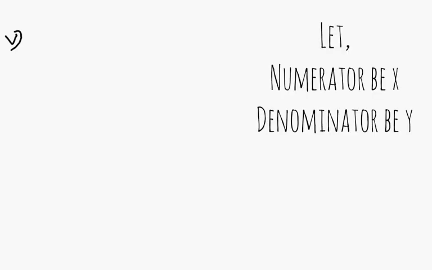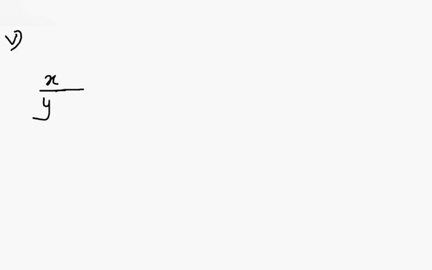Now fifth one, a fraction becomes 9 upon 11 if 2 is added to both the numerator and denominator. If 3 is added to both the numerator and denominator, it becomes 5 upon 6. Find the fraction. Okay, so let us assume that numerator is x and denominator is y. So hence it is a fraction. We will have x upon y. And okay, so they have given, if 2 is added to both the numerator and denominator, so we add 2 to both of them, then it is equal to 9 upon 11.